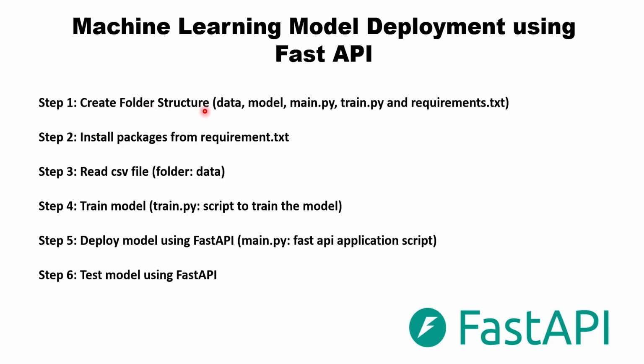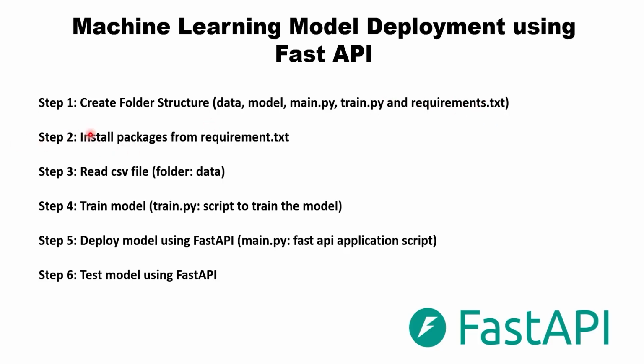We will have folders like data and model. In data, we will have our CSV file. In model, we will store our model object in pickle form. In main.py, we will write Flask application code. In train.py, we will train our machine learning model, and in requirement.txt, we will store our Python libraries.